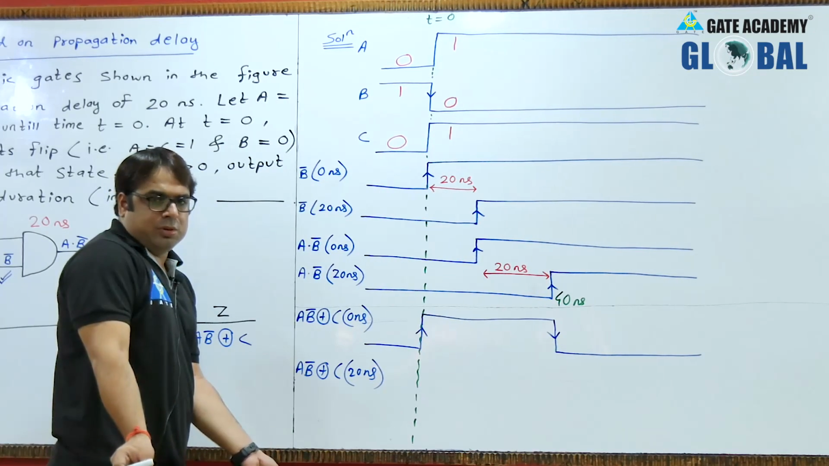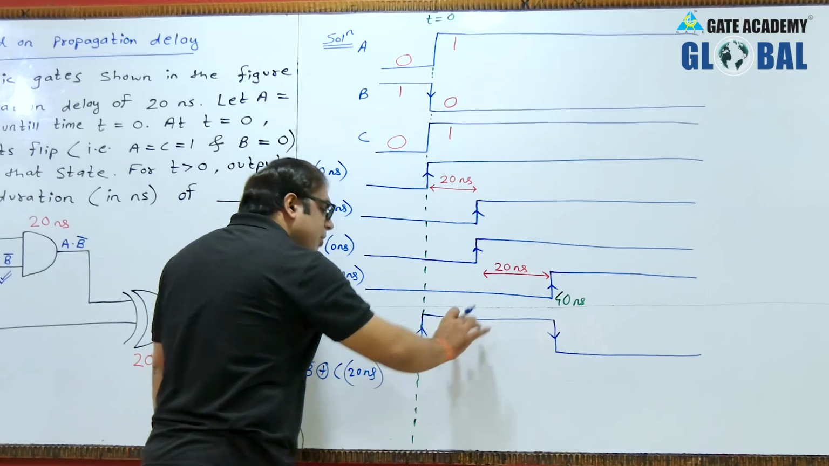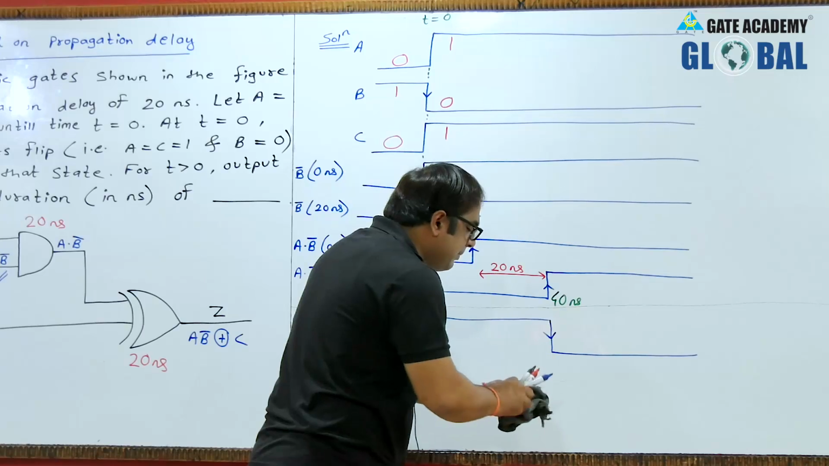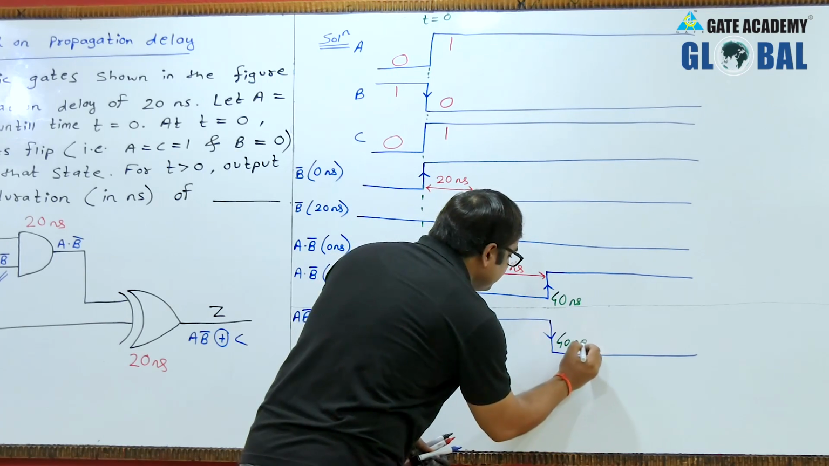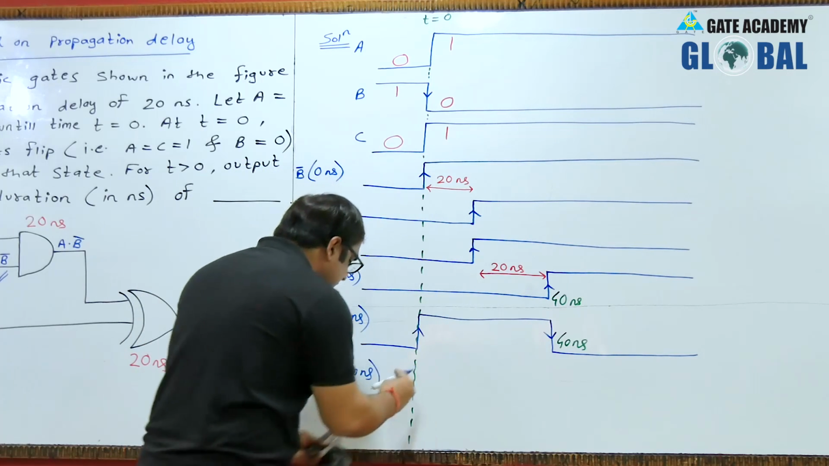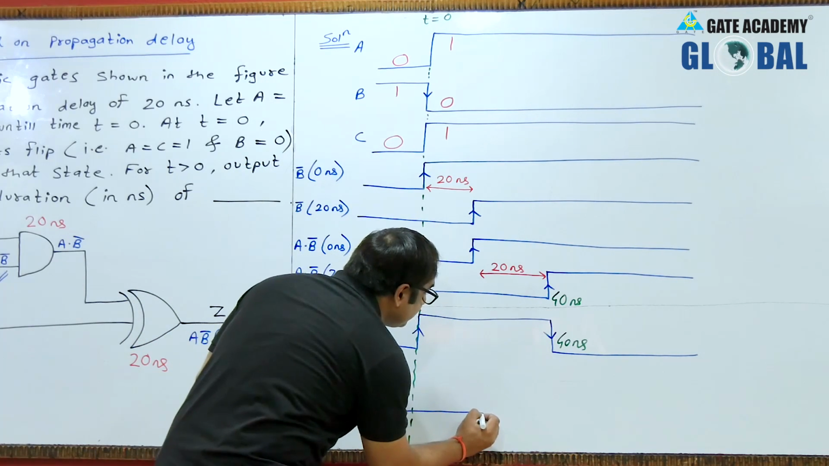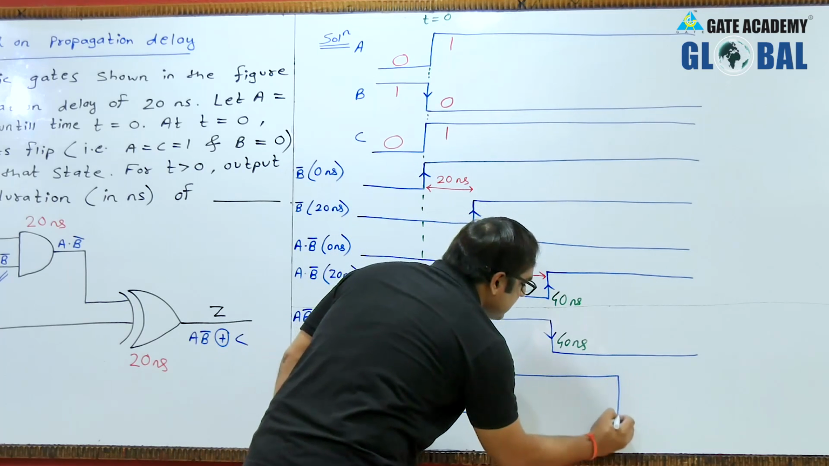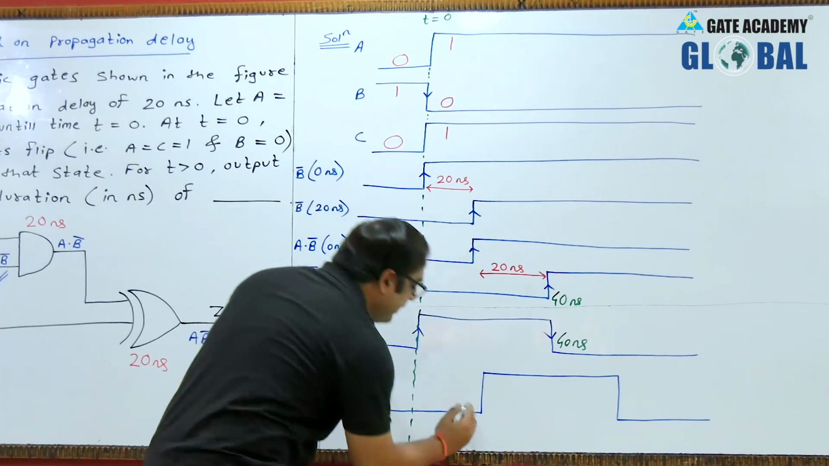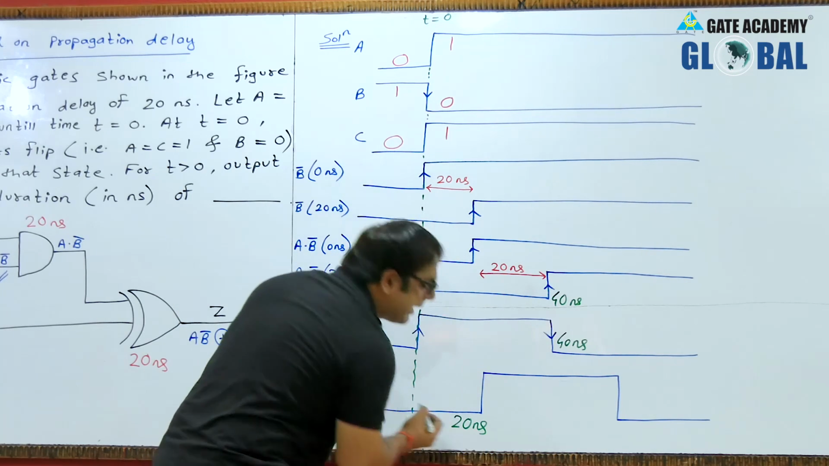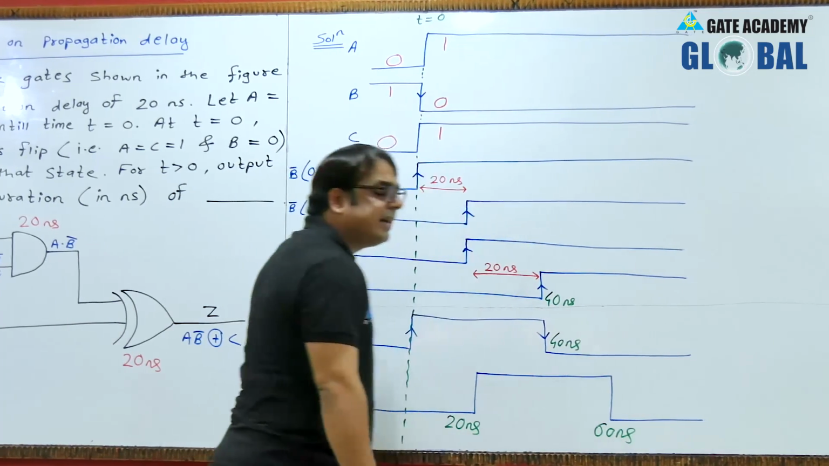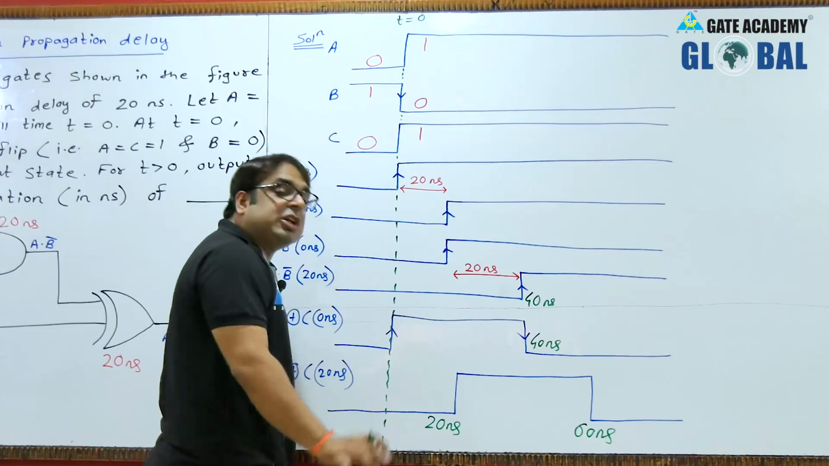What we simply have to do? We simply have to shift this waveform right hand side by 20 nanosecond. So this time instant was 40 nanosecond. Now if I shift this waveform right hand side by 20 nanosecond, it will look something like this. So shifting 20 nanosecond means this will become 20 nanosecond instant and 40 plus 20, this will become 60 nanosecond instant.